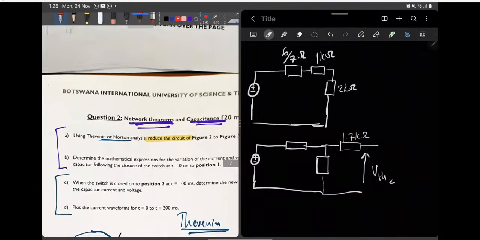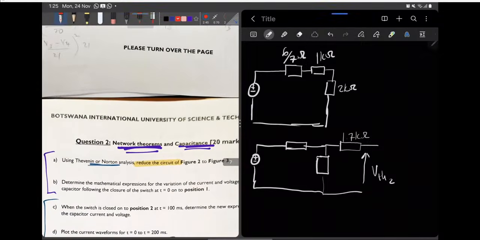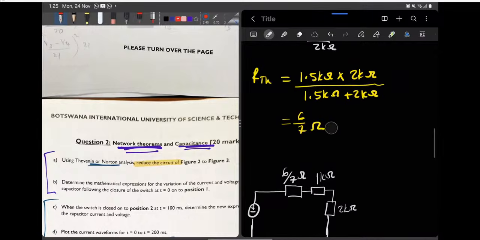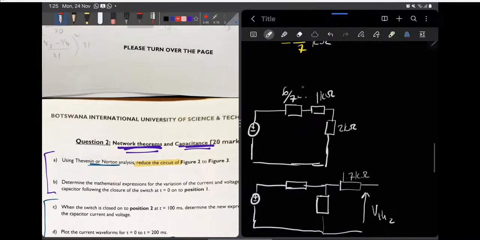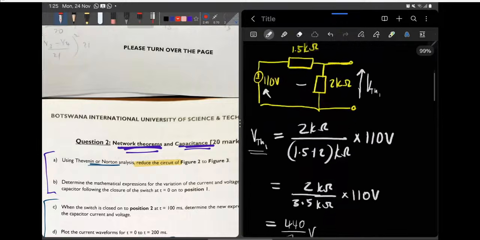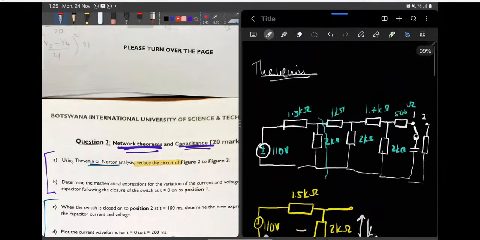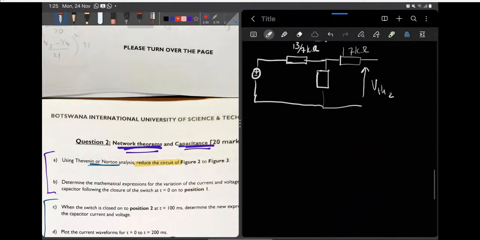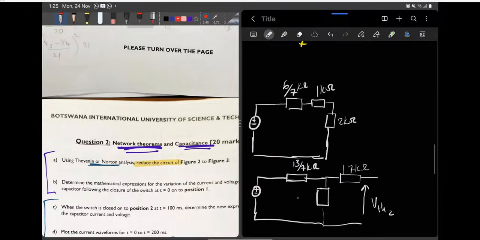Alright, so your R Thevenin is actually kilo ohms, not ohms, because you are dealing with kilo ohms. So this is going to be kilo ohms, which when you add together they are in series, so you end up getting 13 over 7 kilo ohms. Then this other one is going to be 2 kilo ohms as well.